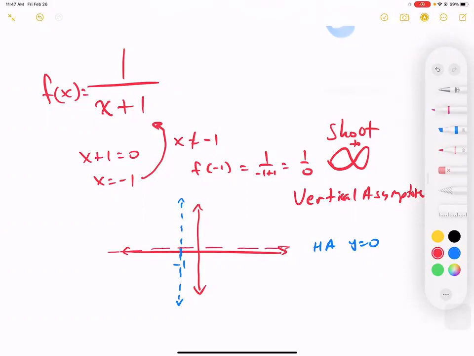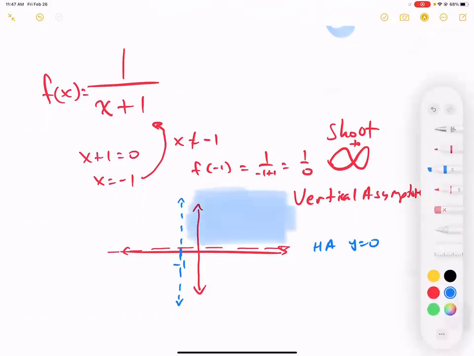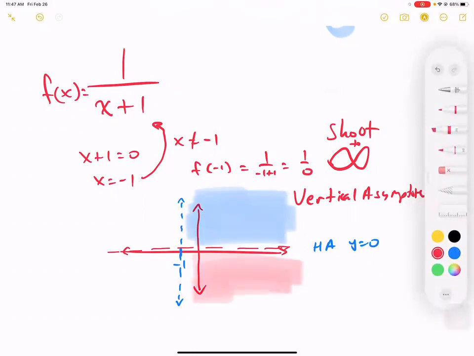for my horizontal asymptote. Now, this is the part that you want to notice. We have 4 possibilities to graph on. We can graph up here. We can graph down here. We can graph over here. Or we can graph up here. Okay. And why did I pick these 4 spots?